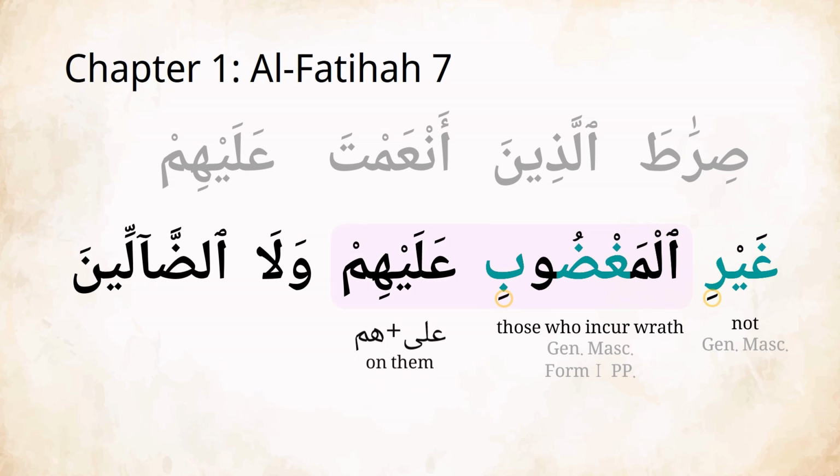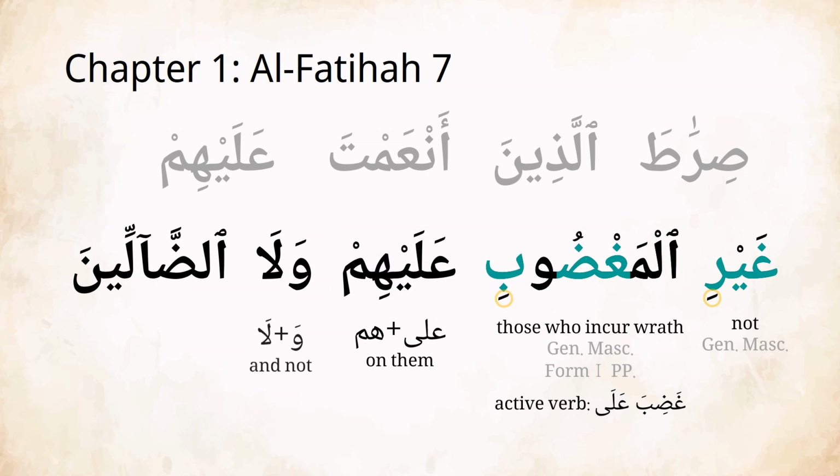Now, let's think about these two words, maghdubi and alayhim. You might ask, why do we need the preposition ala here? Isn't maghdub enough by itself? If you think about the original verb of the passive participle, maghdubi, it's ghadiba, meaning to be angry. And if you want to specify the object of the anger, we must use the preposition ala. So the same goes with passive participles. Here the preposition ala is here to clarify the object of the wrath, and that object is this pronoun hum, which means them. So this phrase ghayril maghdubi alayhim can be translated as not those who incur wrath.